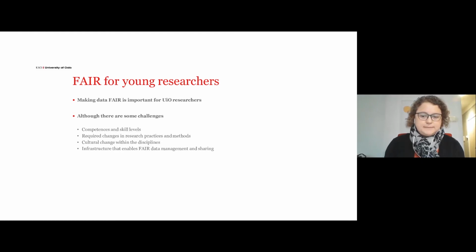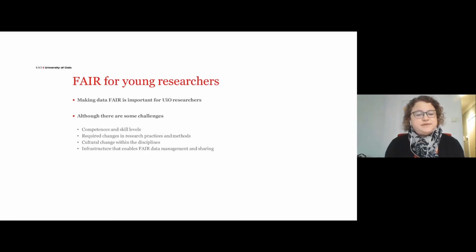Now that brings me to the topic of today, FAIR data management and research data for young researchers. We have had a data management policy and guidelines since 2017. And the fact that data should be FAIR and ideally also open is emphasized in the policy. But that being said, working with FAIR data can be quite demanding, and there are a few obstacles, at least seen from my point of view. And I thought I'd work through some of those here.